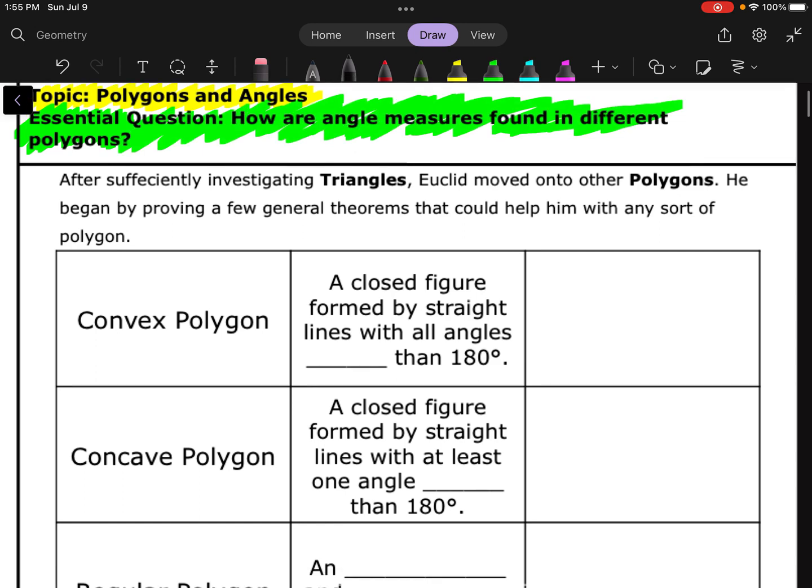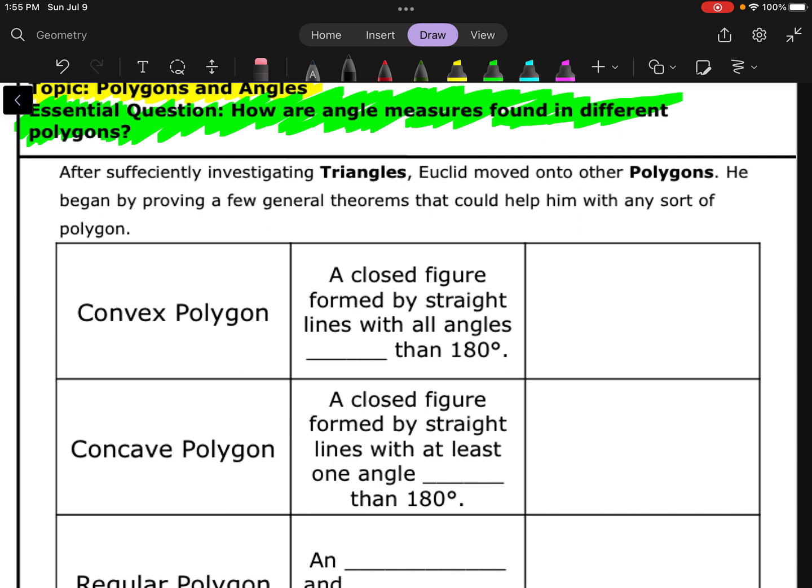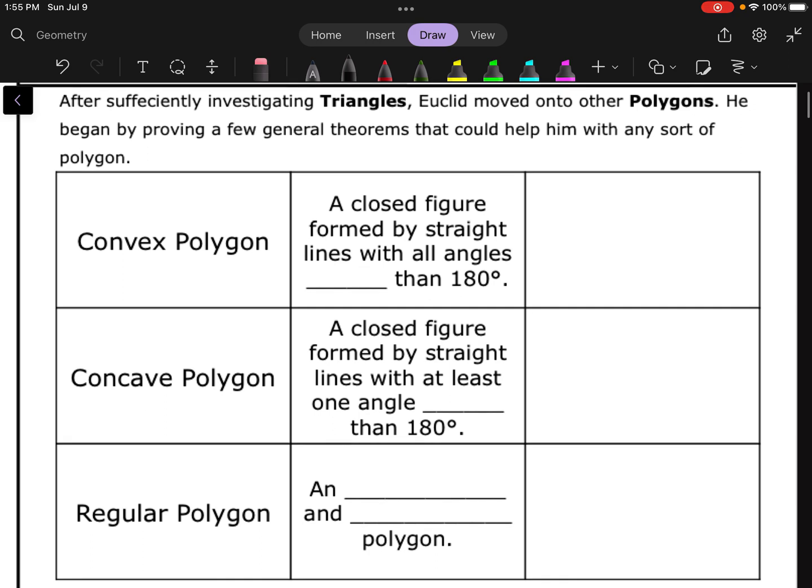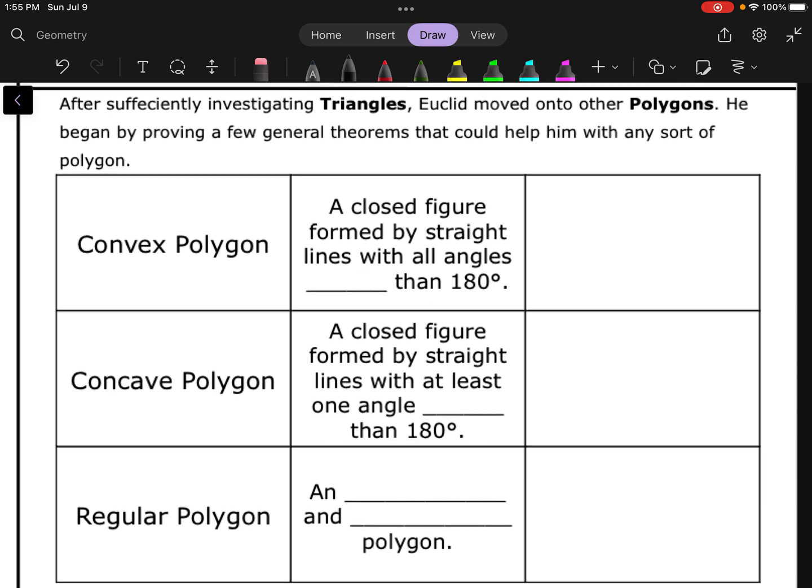It says, after sufficiently investigating triangles, Euclid, the father of geometry, moved on to other polygons. He began by proving a few general theorems that could help him with any sort of polygon. Now, a couple different vocab words we need to know about polygons. A convex polygon is a closed figure formed by straight lines with all angles less than 180. A convex polygon is going to kind of be something like this.